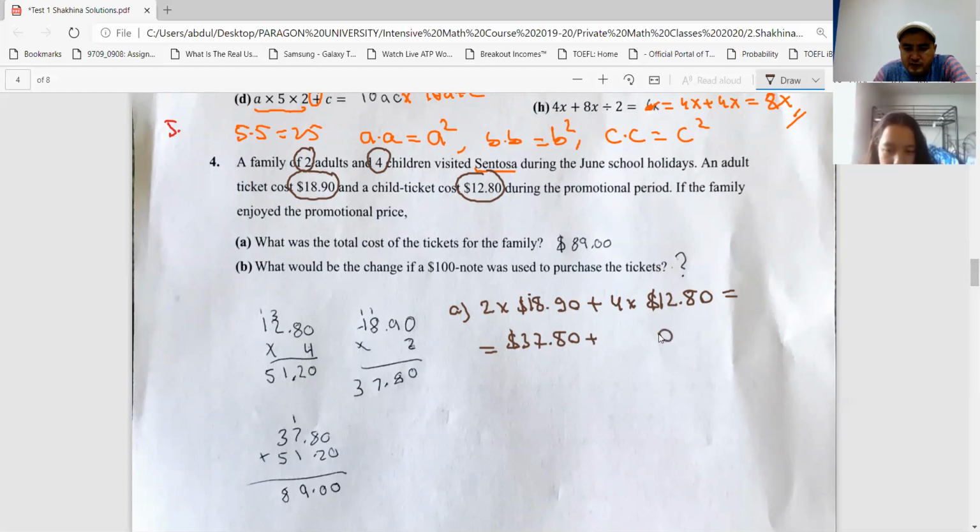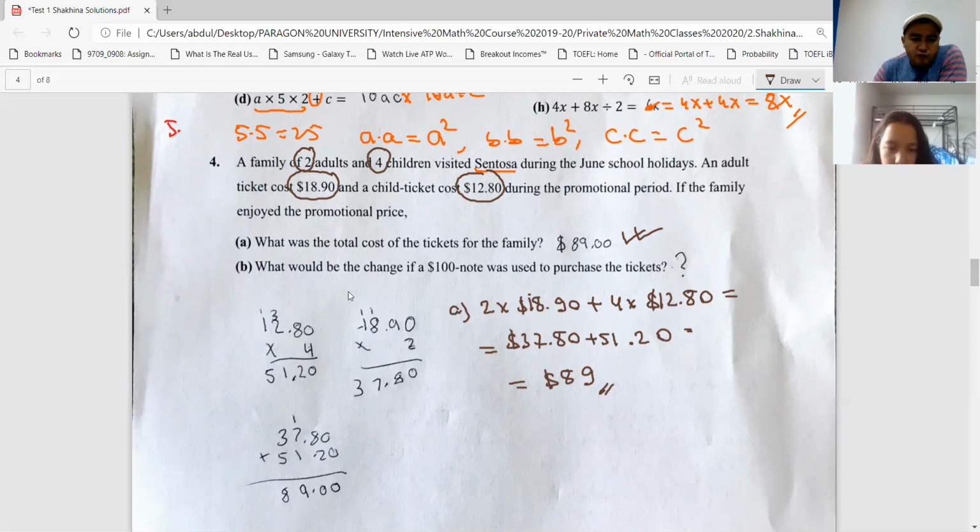Multiply by 4: 4 times 8, 32, we have 3. 4 times 2, 8, we have 3, it's 1. We have 1, 4, 5, right? Here we have 5. Now if you add this, 37.80 plus 51.20, it is 88 and 89. So that's equal to $89. Very good. That's correct. But you need to write it like this, Shahina, just a single expression, not one by one. And I can just write your total cost, let's say T.